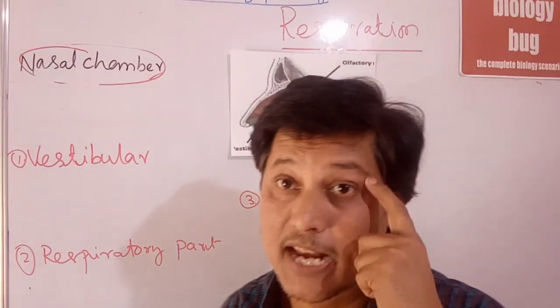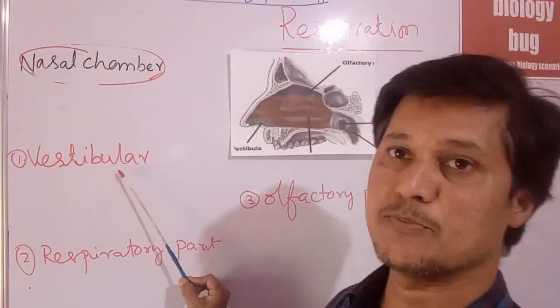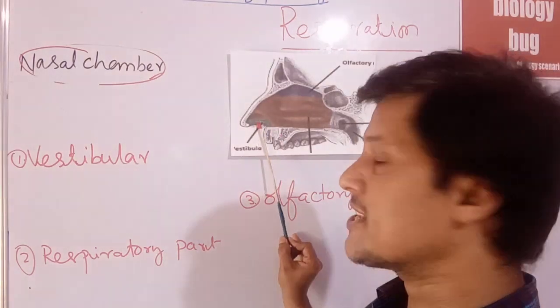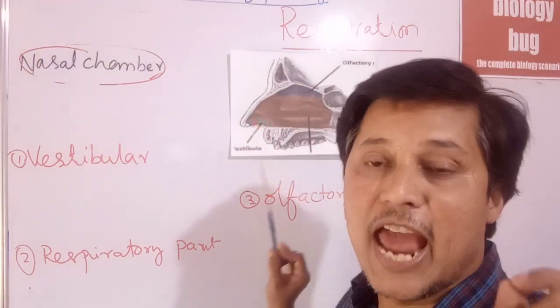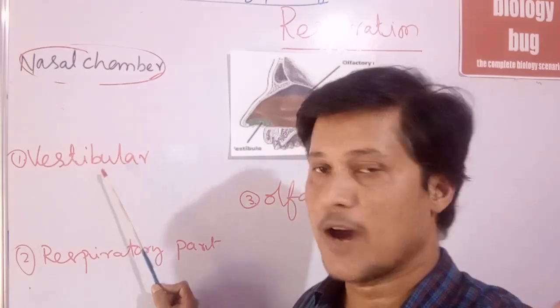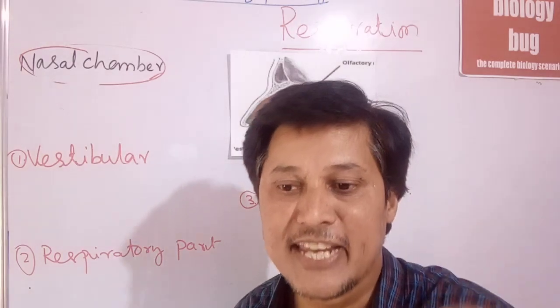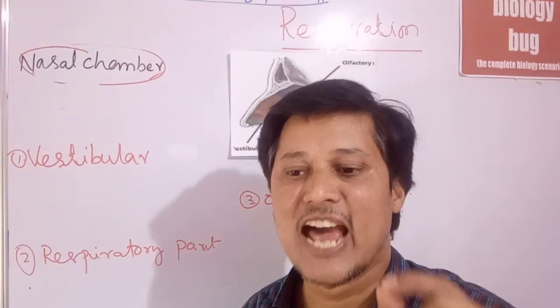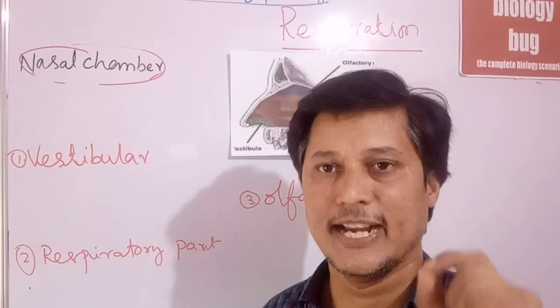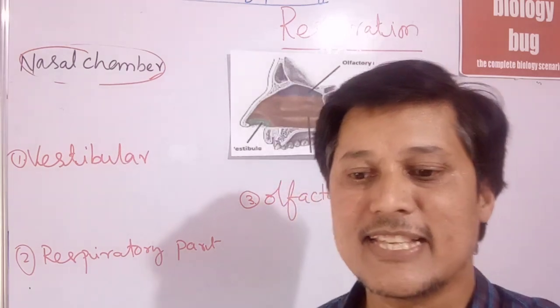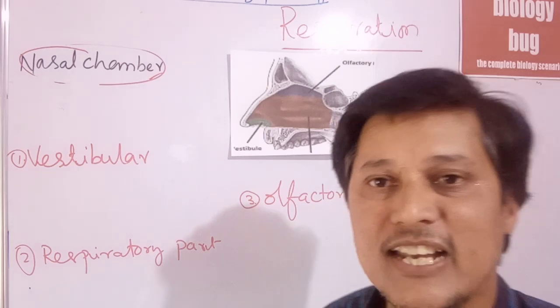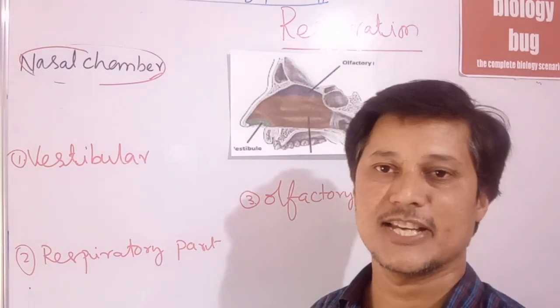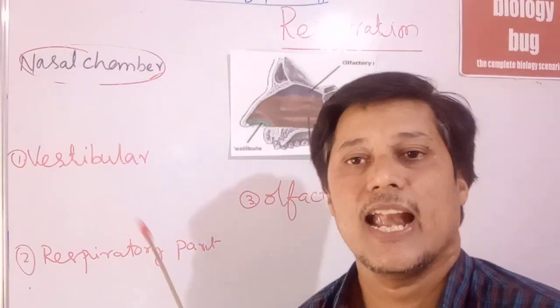Now we will learn about the first part, the vestibular part. The vestibular part is the anterior part. It is lined by hairy skin. It acts as a filter and prevents dust particles in inhaled air.